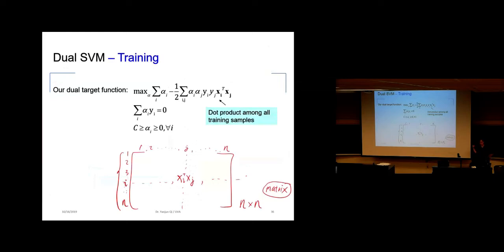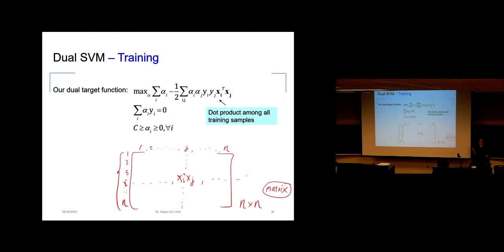Then during training, the only thing you require is xi transpose xj. In fact, what you need is this kernel matrix having xi transpose xj among all the possible training samples versus the other training samples, and you do a summation through this evaluation by maximizing this whole objective function, satisfying these two different constraints.